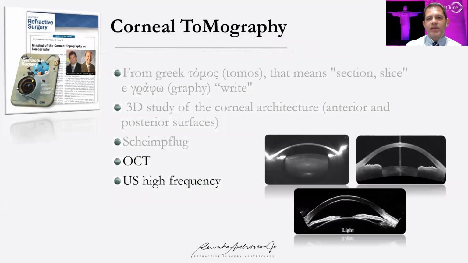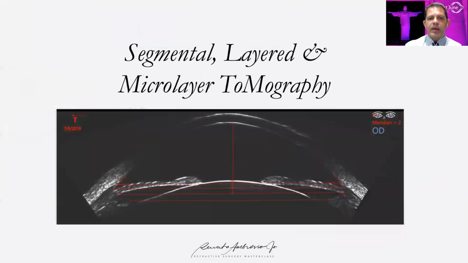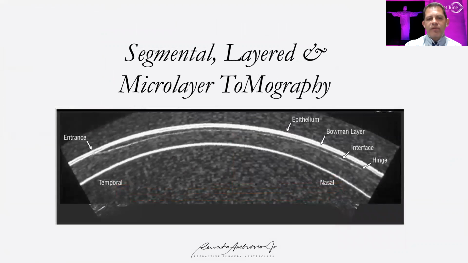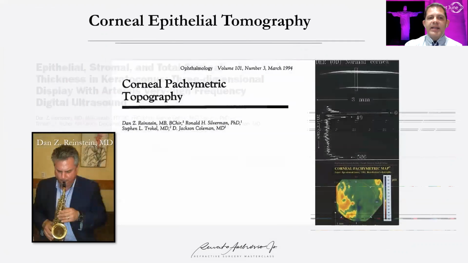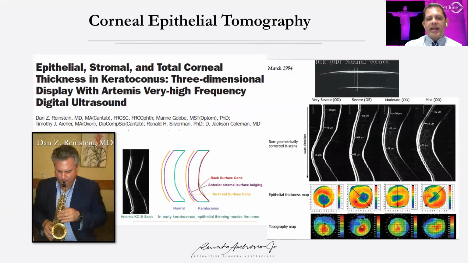and we go beyond the analysis of corneal shape, considering segmental tomography with high-frequency ultrasound and OCT. The segmental or microlayer tomography allows us to see layers like the epithelium, the flap, the endothelium, the Bowman's layer, and this was pioneered by Dan Reinstein, in which he can identify thinning patterns in contrast to thickening patterns when you have inferior steepening.